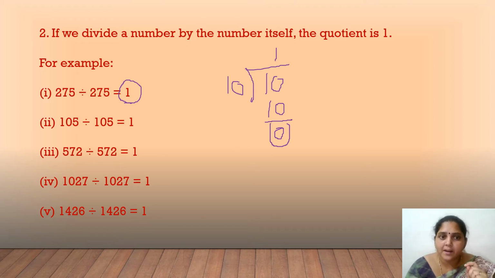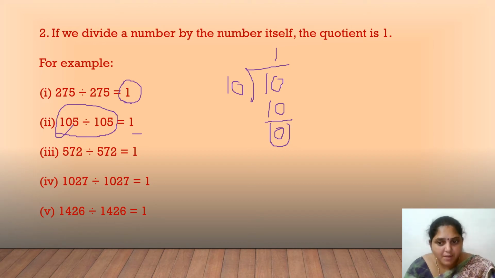Here, 105 divided by 105. The quotient is 1 only, because 105 into 1 is equal to 105. The number you are taking, if you multiply it by 1, you will be getting the same number, 105. So when you are dividing a number by the number itself, you will be getting the quotient as 1 itself.